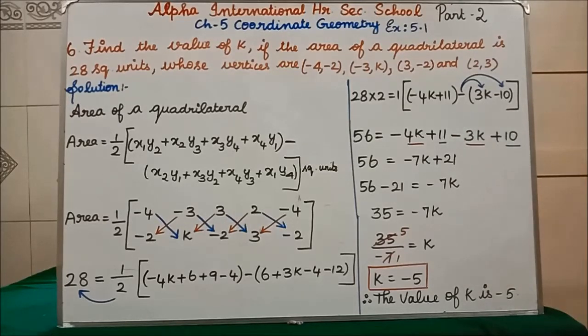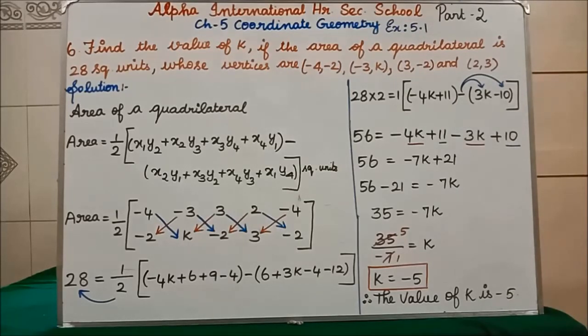Clear? Next step, this 21 if it goes to that side it will become -21, equal to the remaining -7k. So 56 minus 21 is 35. If you divide by -7, we will get k equal to -5. Because in our table, 35 comes 5 times, and since we have minus here, it is -5. Therefore, the value of k is -5. That's all. The sixth problem is over. Clear all of you? This is very simple and easy.